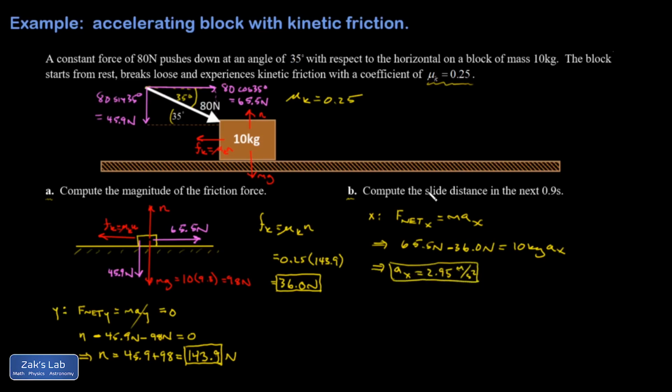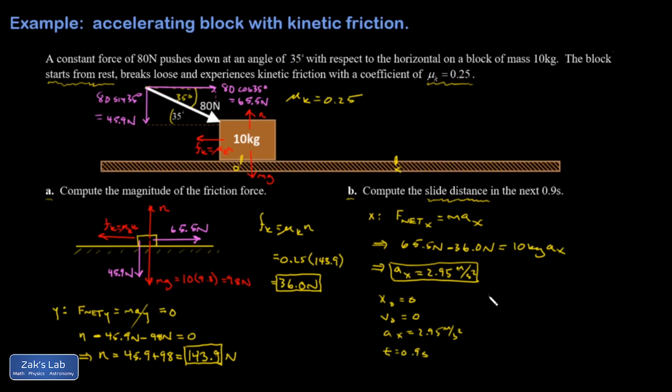And then I can get into the slide distance. So I'm assuming we're starting from rest here, and if I go back to my problem, yeah, we're starting from rest. So I have an acceleration of 2.95. I'm going to call the initial position 0, and then we're going to find some final position x out of this. So x naught is equal to 0. V naught is equal to 0. The acceleration is 2.95. And the amount of time that goes by is 0.9 seconds.